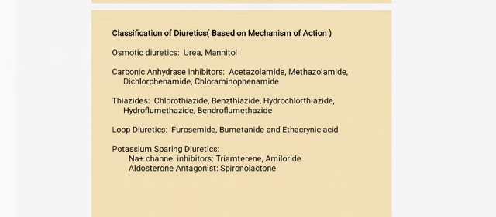And the last category is potassium sparing diuretics. Number one is sodium channel inhibitors. Examples of the drug are triamterene and amiloride. And second is aldosterone antagonists. The example is spironolactone.